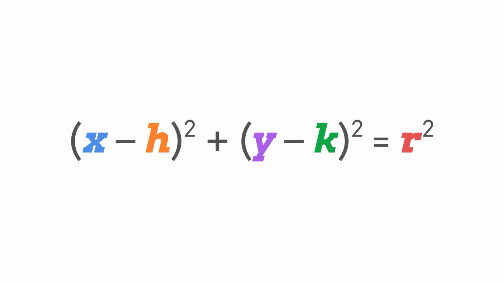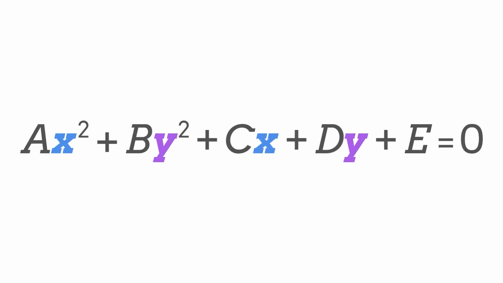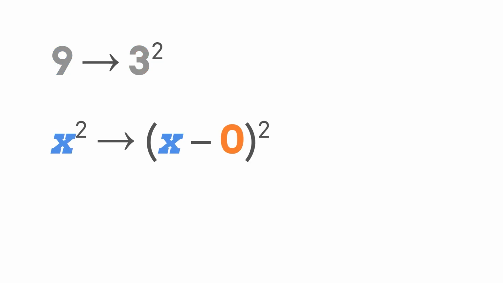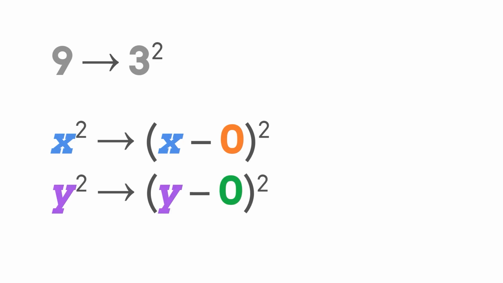But what if we have an equation that's not in standard form? Well, in that case, we'll just rewrite it in standard form. Here are some techniques we'll need. A constant like 9 can be rewritten as 3 squared. This is often useful to find our radius r. An x squared term by itself is the same thing as (x minus 0) squared. And the same idea works for y too. We'll need this when our circle center is at the origin.